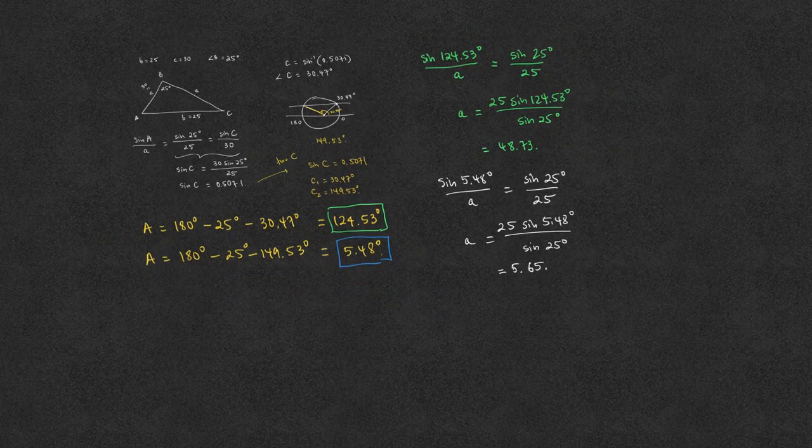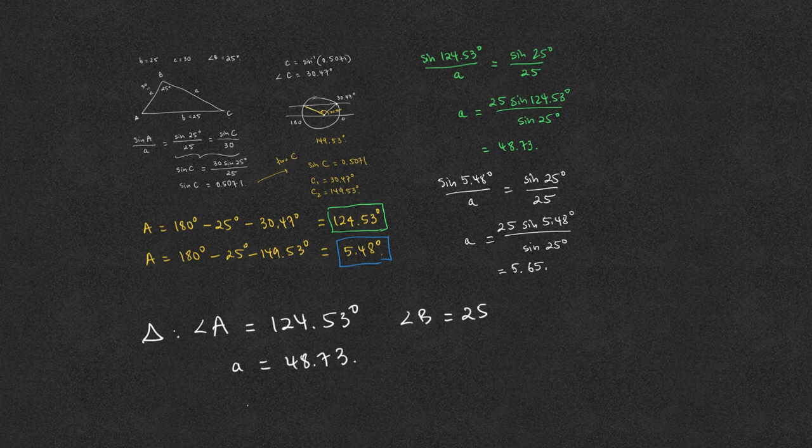The first triangle is the angle A is 124.53 degrees with the corresponding opposite side 48.73. The angle B has a measure of 25 degrees given with the opposite side 25. The angle C has a measure of 30.47 degrees and the opposite side 30.